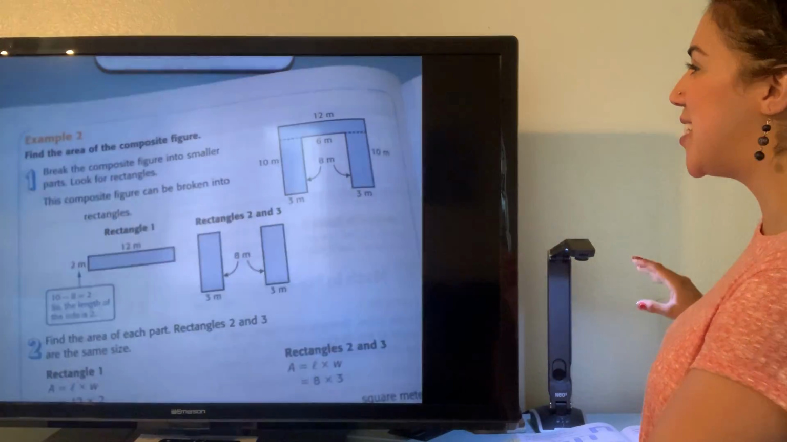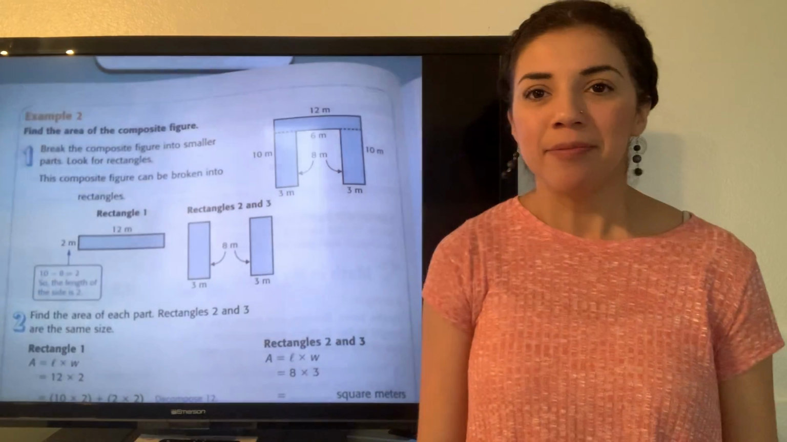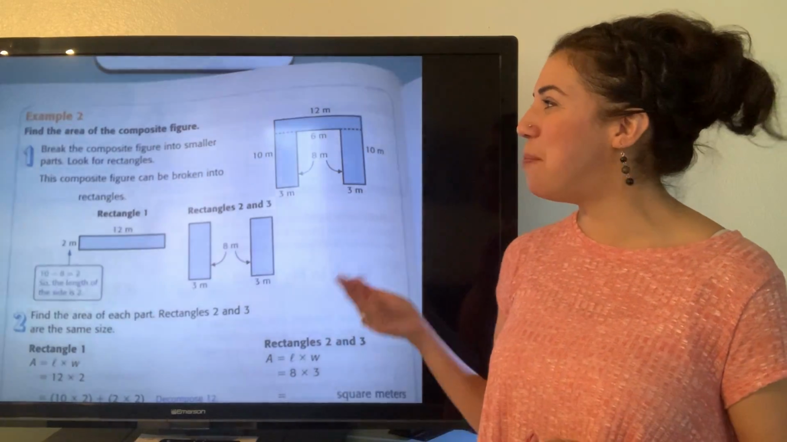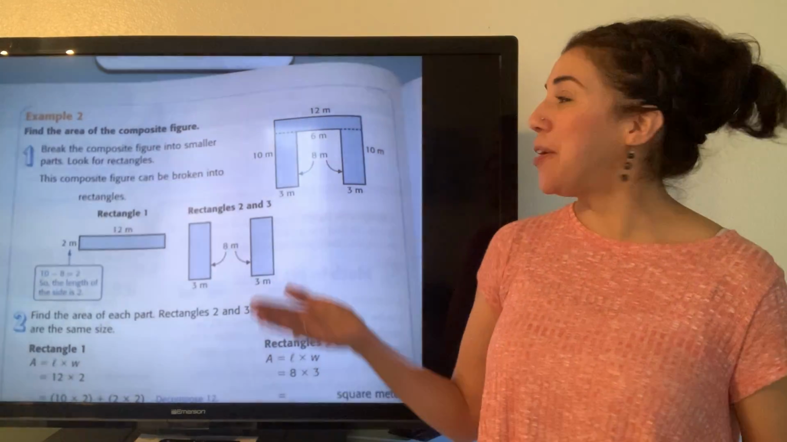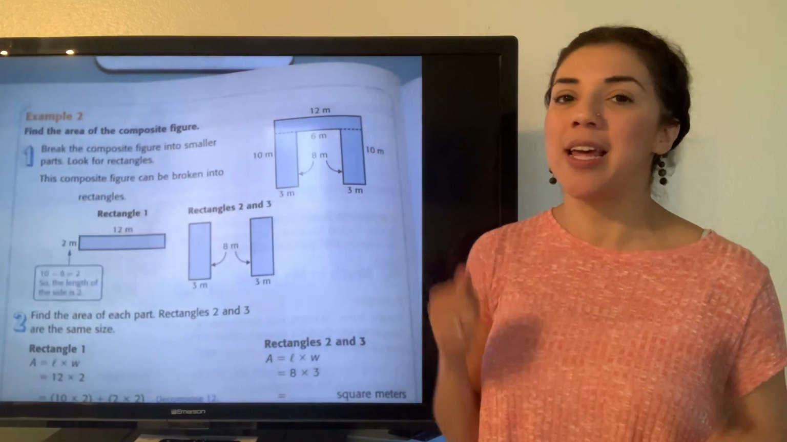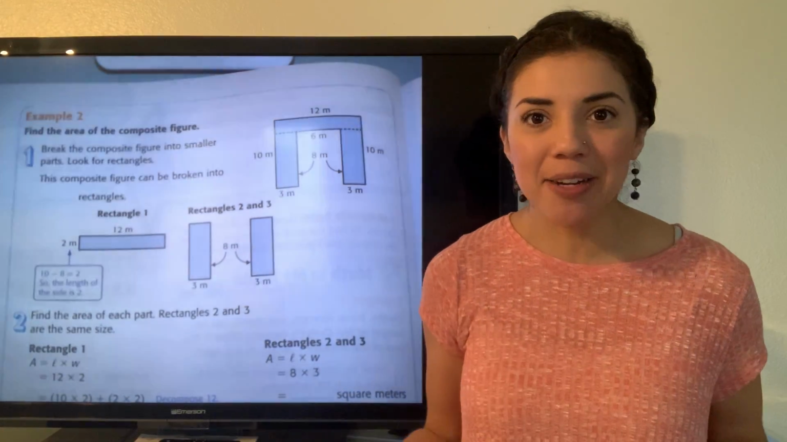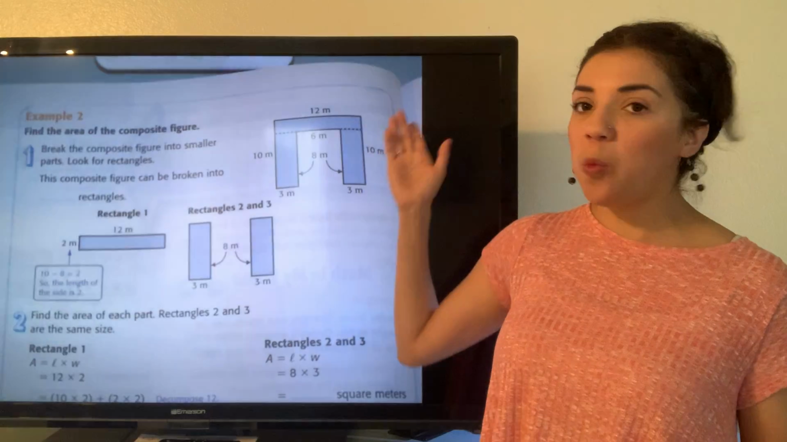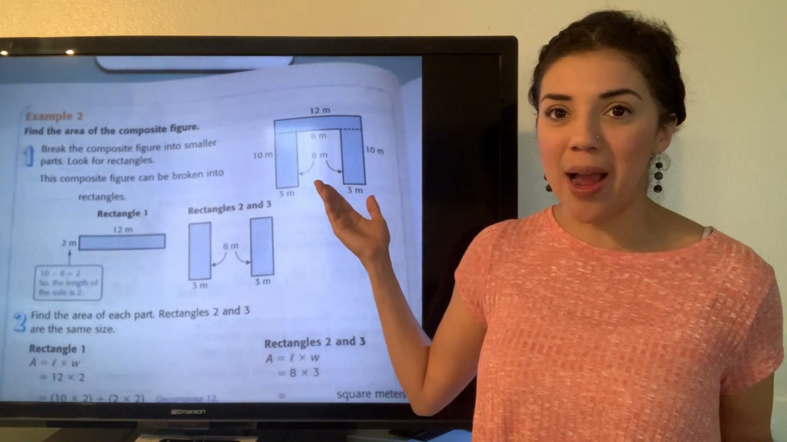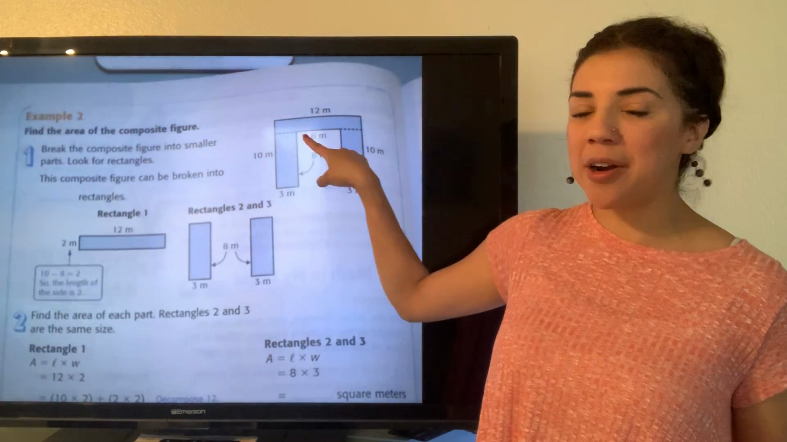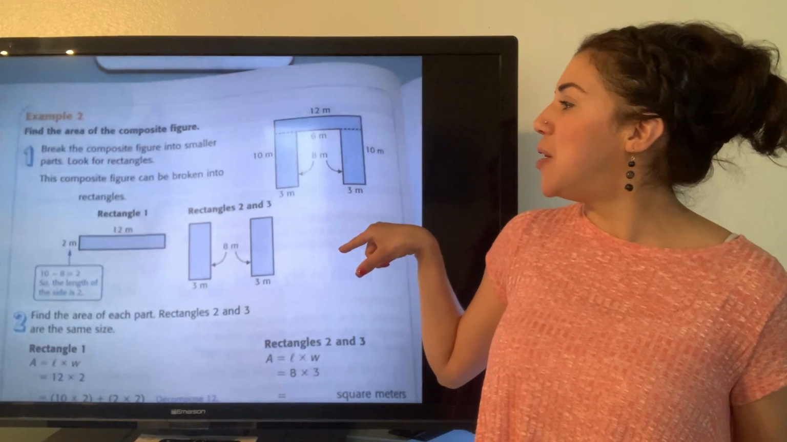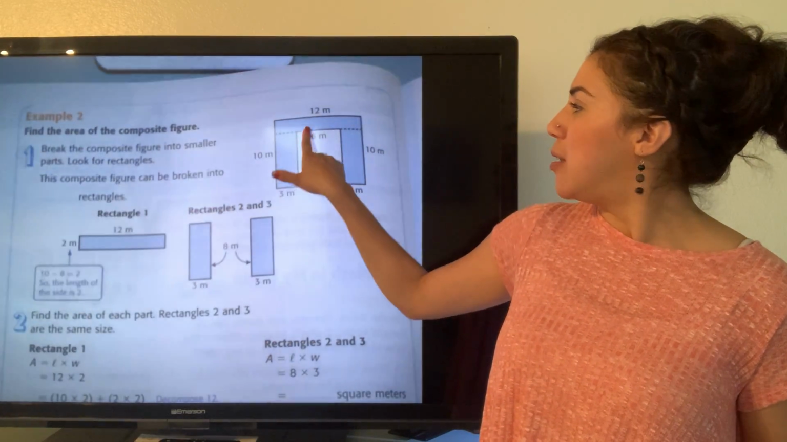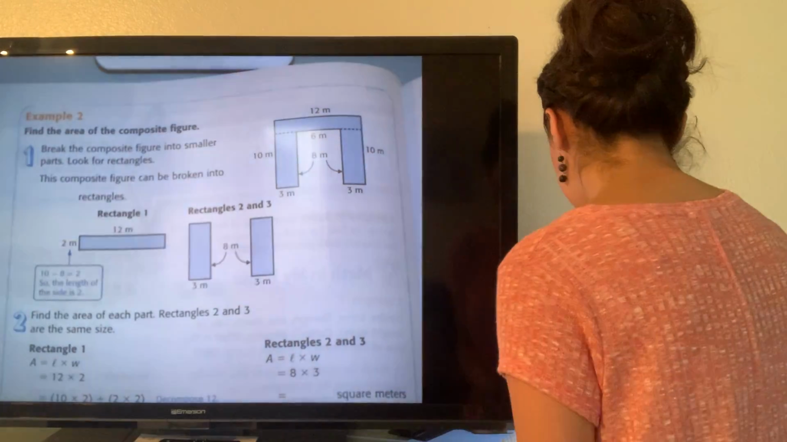And so now let's look at example 2. Looks like some curtains. Doesn't that look like curtains? Okay. So example 2 says find the area of the composite figure. So step 1, we're going to break the composite figure into smaller parts. Look for rectangles. Why? Rectangles are easy. Okay, that's why. So if we see here, we can break up this composite figure into rectangles. It's actually kind of like marked off for you already, right? And so this composite figure can be broken into 1, 2, 3 rectangles. So let's go ahead and write 3.